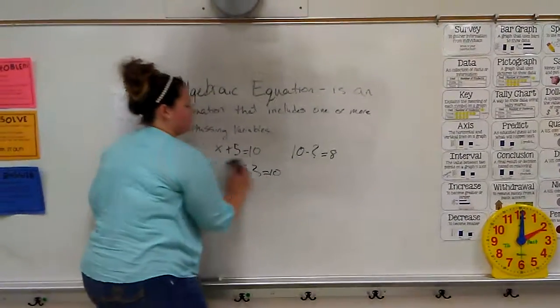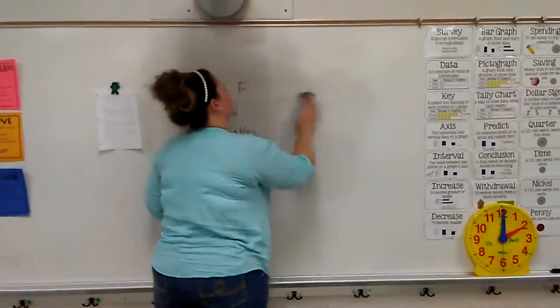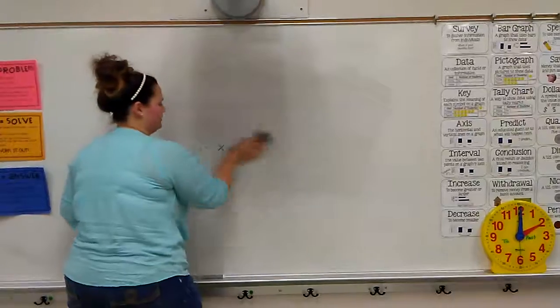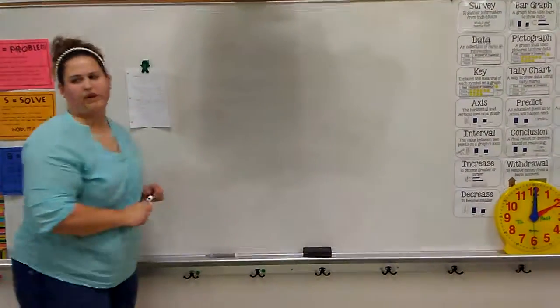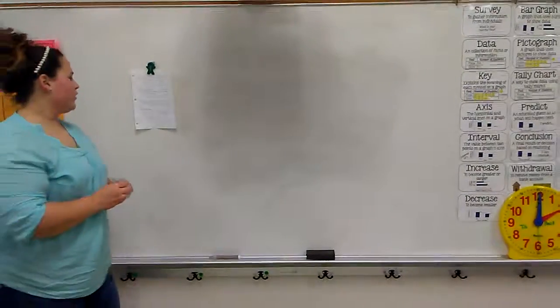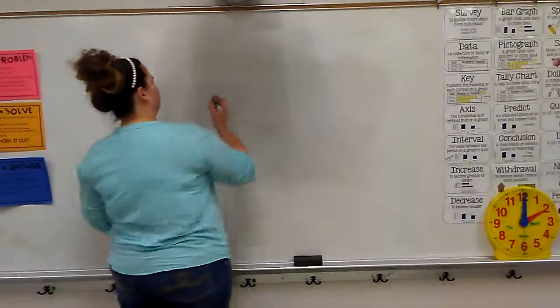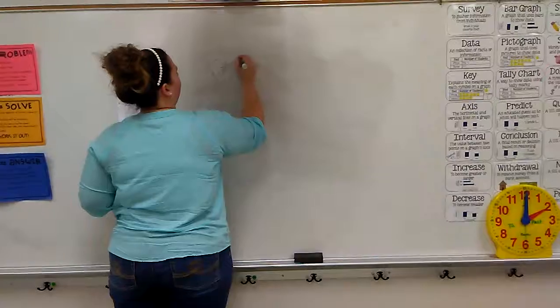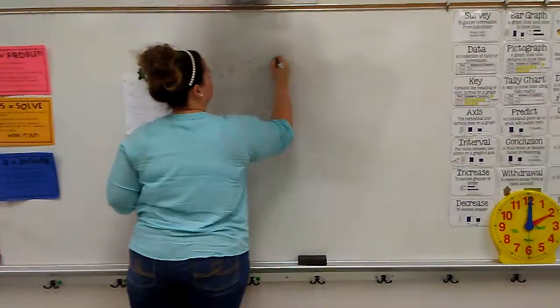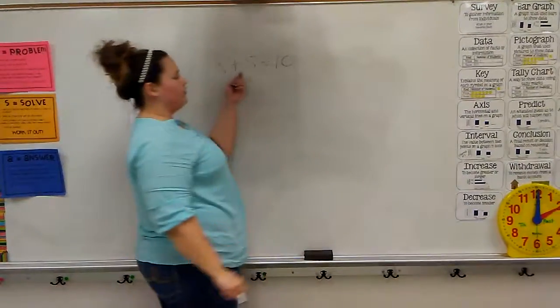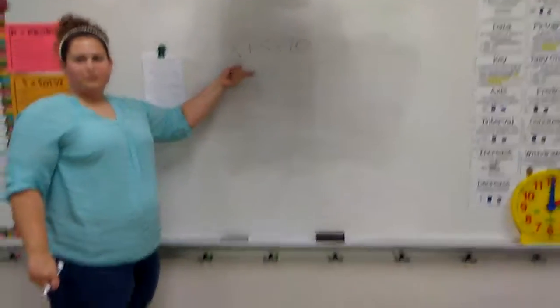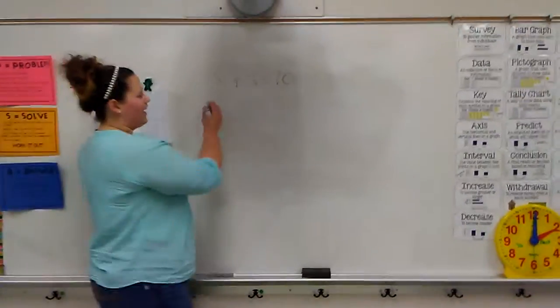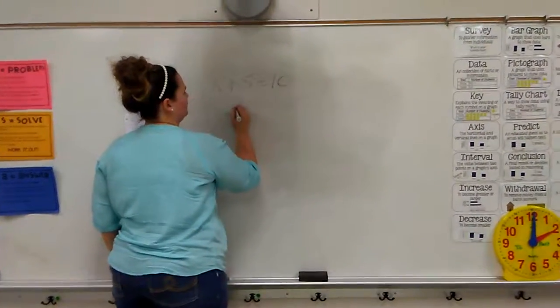Perfect. All right, guys. So now that we know what an algebraic equation is, let's do a few sample problems or examples, solve them as a class. All right, so our first problem, we just talked about it a second ago. X plus 5 equals 10. Now, who knows that answer? Who can tell me? Balin. That's right. X equals 5.